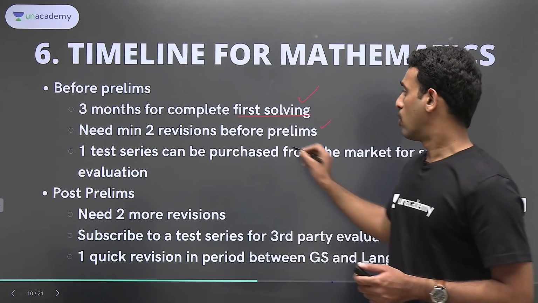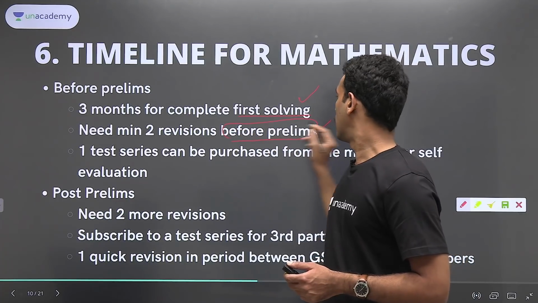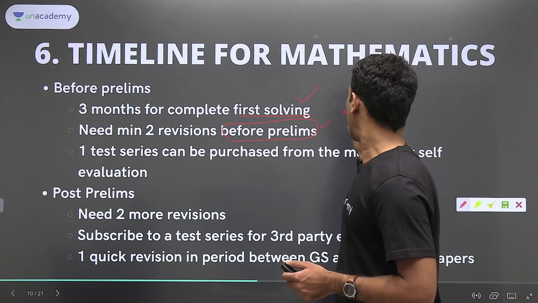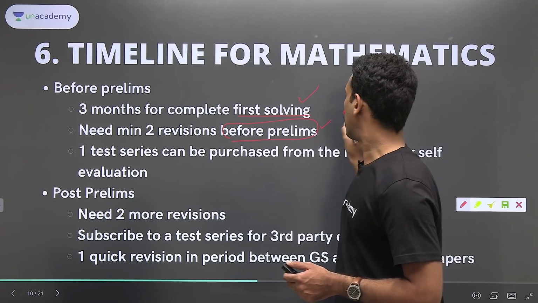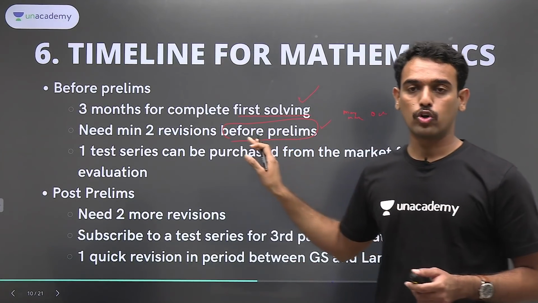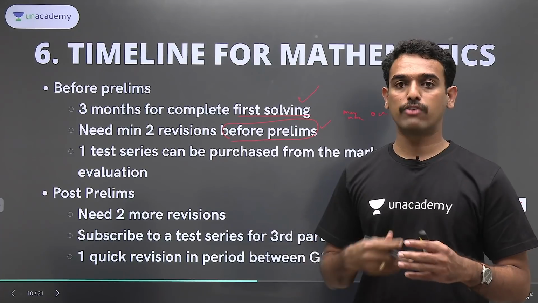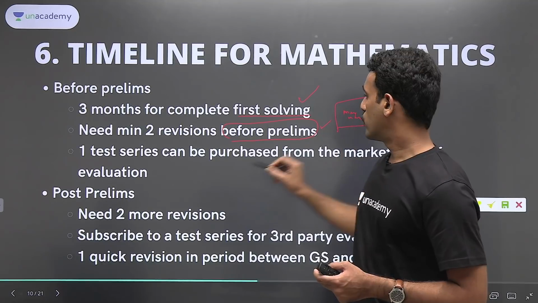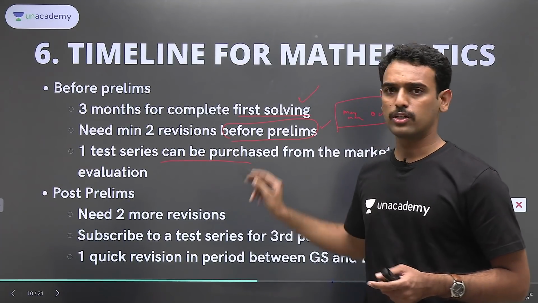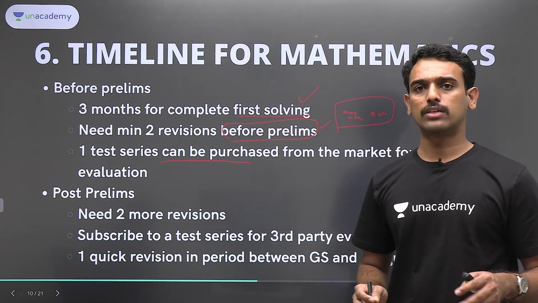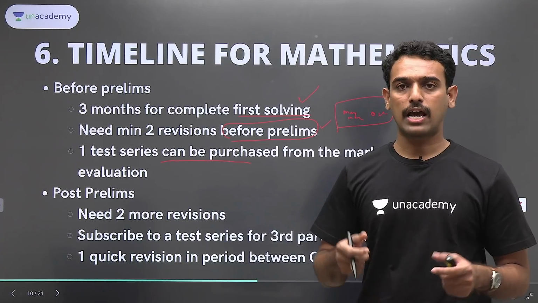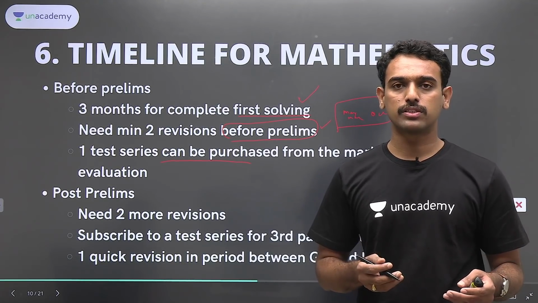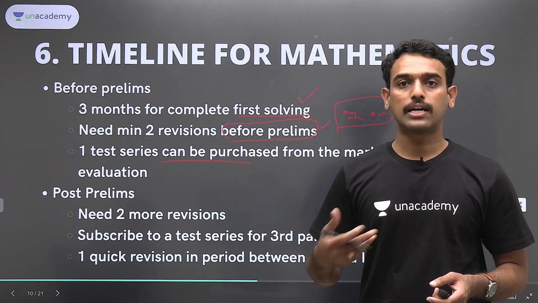Now, what do I mean before prelims? This means if prelims is in October, then by May or by March, you need to be finished with 2 revisions along with the first solving. So you will have gone through the syllabus 3 times. And during the same amount of time, you can purchase a test series from the market. You need not actually subscribe to a test series. You can just go to the market. You can have a set of already conducted test series for previous years. You can purchase them and you can start writing papers.